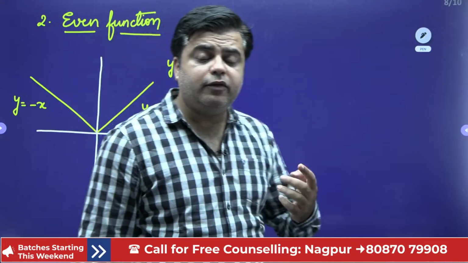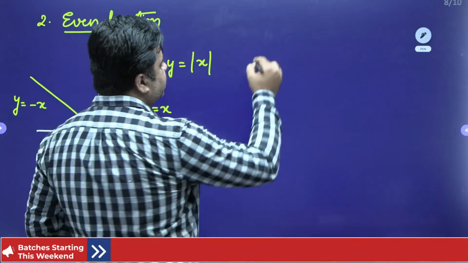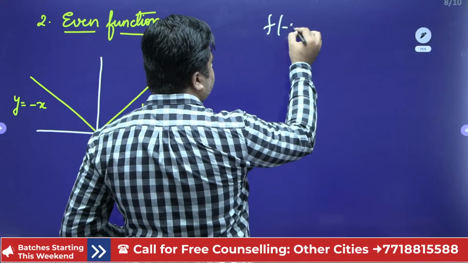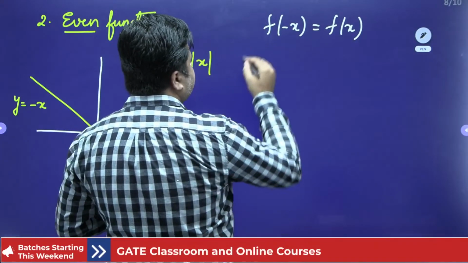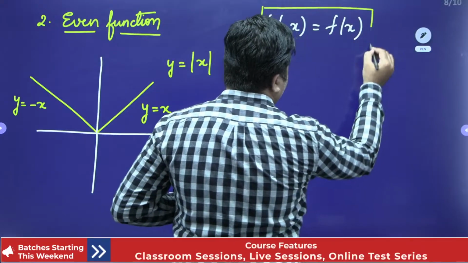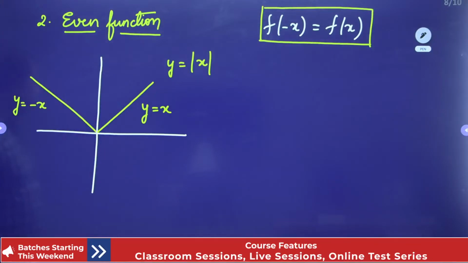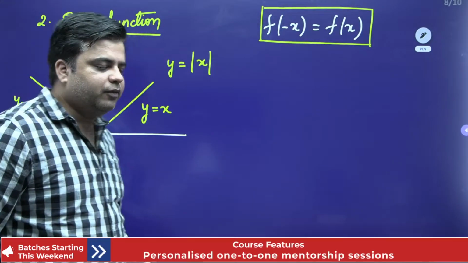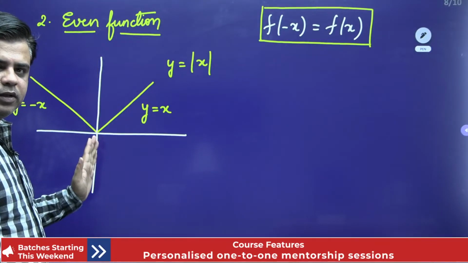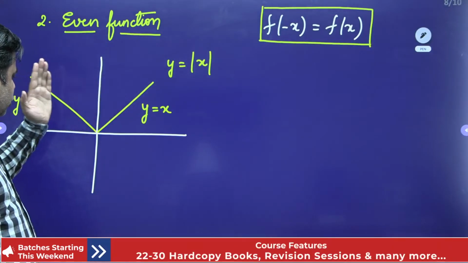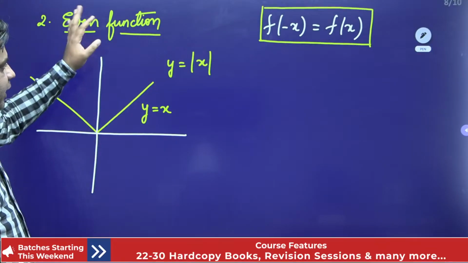Now, how to check whether a function is an even function or not? According to the definition, if f of minus x is equal to f of x, then that function is termed as an even function. But practically, how to assure whether a function is even or not? It is again very simple. You have to keep the mirror straight along the y-axis. If the mirror image overlaps with the existing curve, then that curve is termed as an even function.